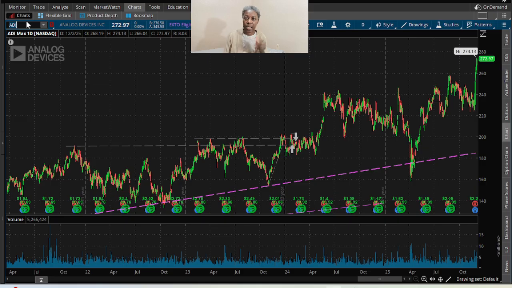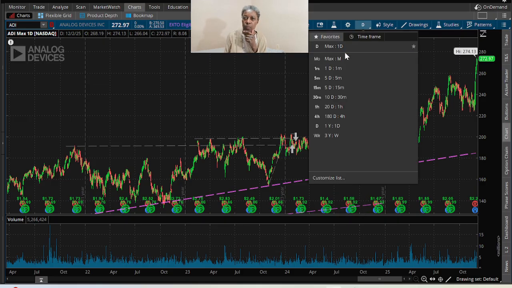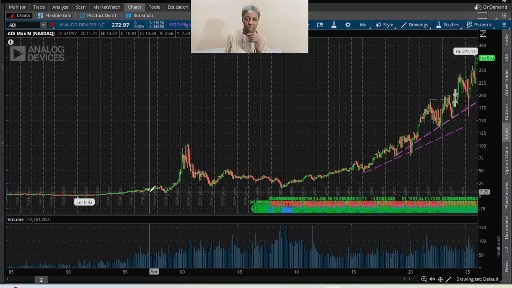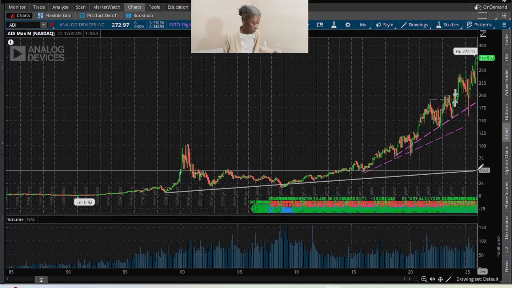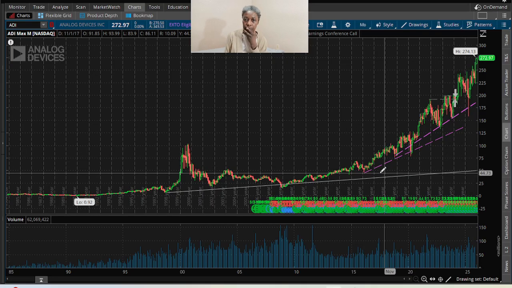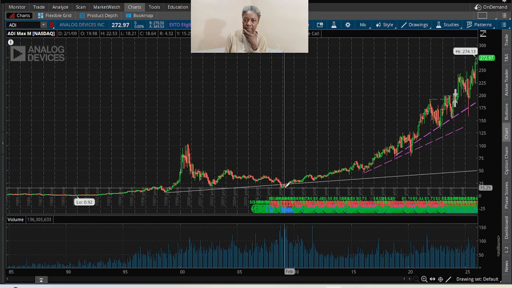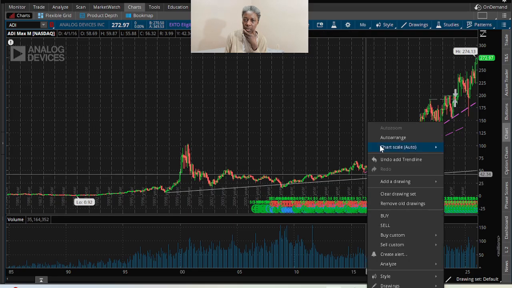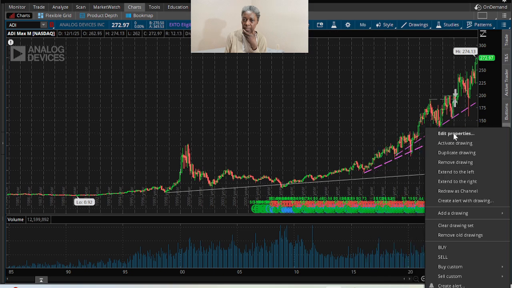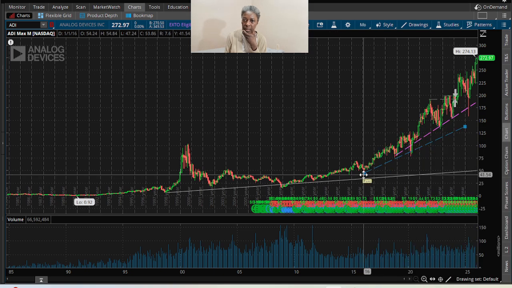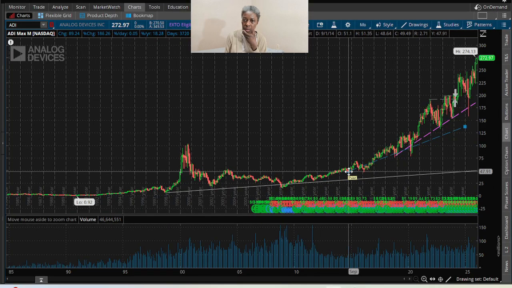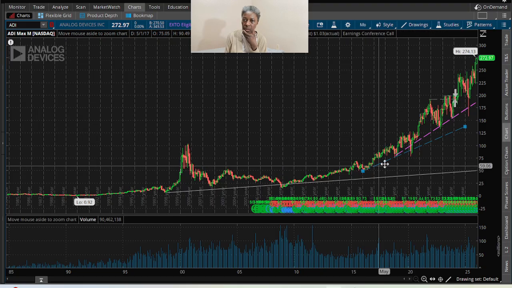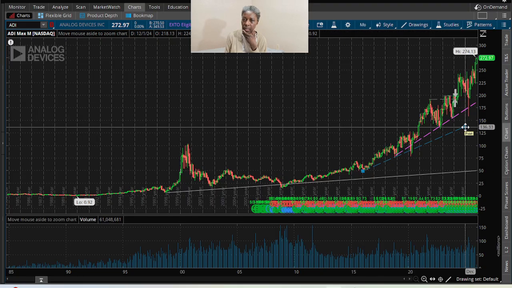So ADI, now let's go to the maximum monthly chart. So we have some that we traced already. Let's see if we can trace some more. So we have this line. Let's see. We have this one. I don't know if we can activate it. And let's see if we'll be able to. If I do that, it's going to cross it, and I don't want to do that.